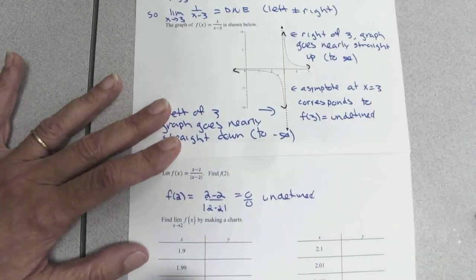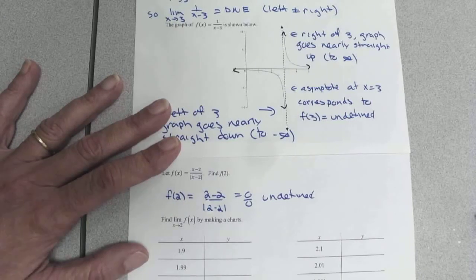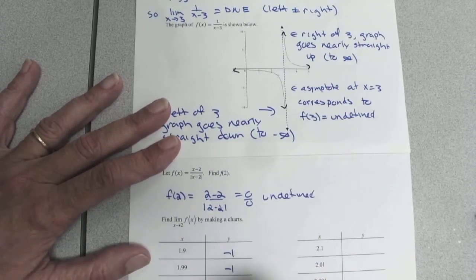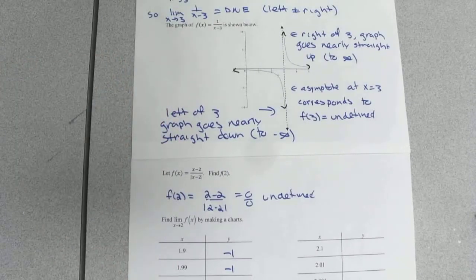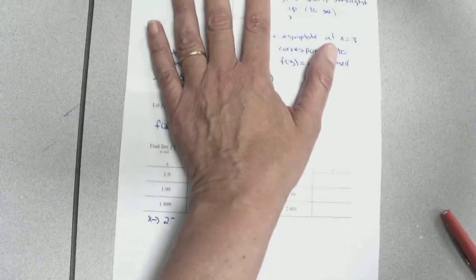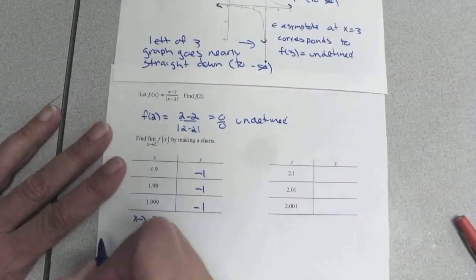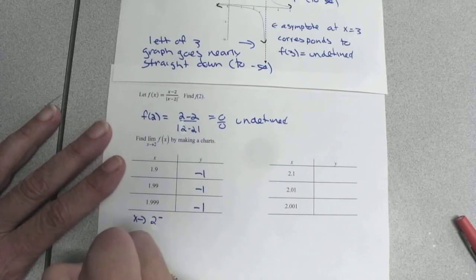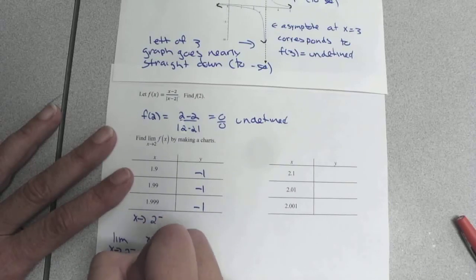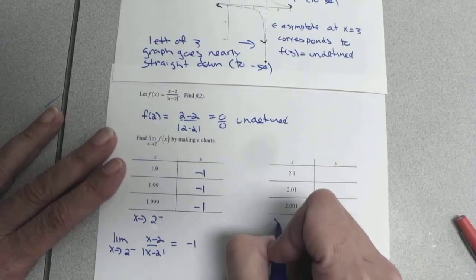Make my charts again, and so this is x approaches 2 from the left. And when I plug in there, I'm going to get negative 1, negative 1, negative 1. Now, I'm not getting that closer, closer, closer idea. It's just always negative 1, but that's okay. And so what this side suggests is the limit as x approaches 2 from the left of x minus 2 over the absolute value of x minus 2 equals negative 1.